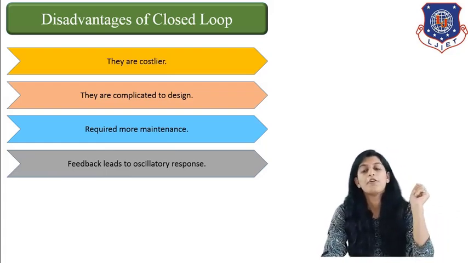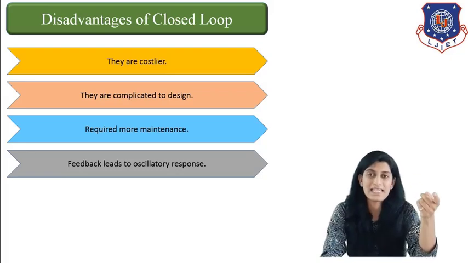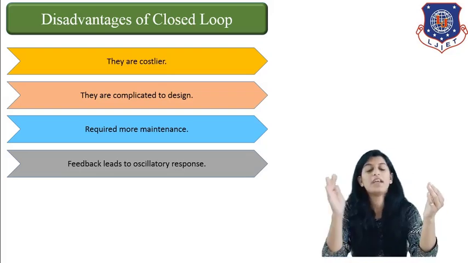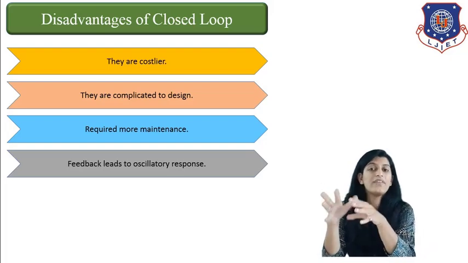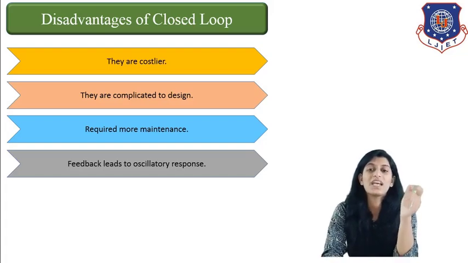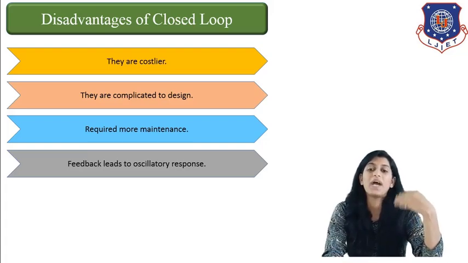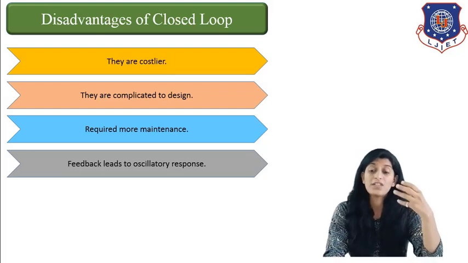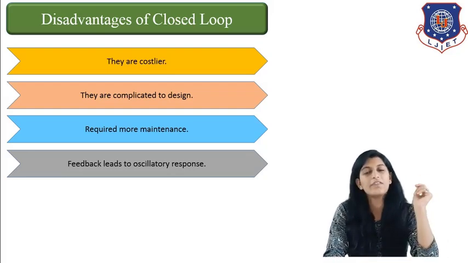Next is, due to the feedback, oscillation response increases. It means that since we are comparing our output value to the input value which we have given, due to that feedback given into the system, the oscillation increases. Oscillation refers to change in values, or when the system is trying to make itself more stable, right? So it is going to get oscillatory due to this particular feedback given into the system.